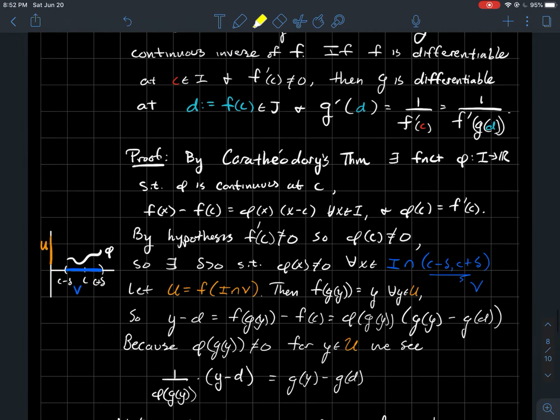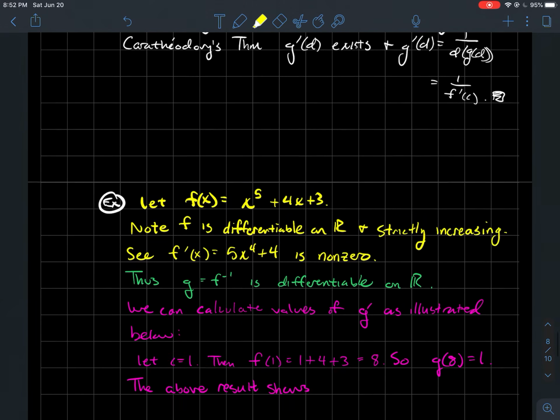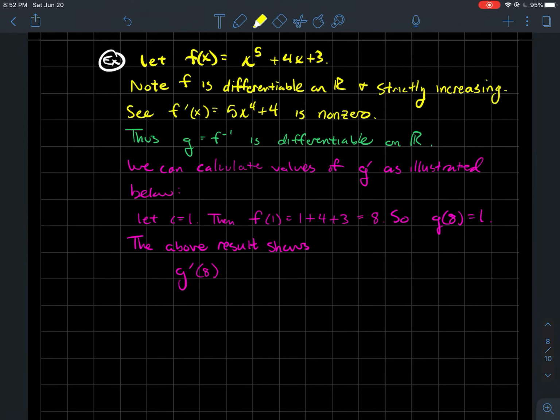Again, that is how I would think about this formula. I would use this, I'm thinking here, g prime of 8 should be equal to 1 over f prime of 1. So again, my d here is 8 and my c is 1. So g prime of 8 should be 1 over f prime of 1, which is 1 over 5 plus 4, right? I have the derivative of f right here, and I see that it's 1/9. So what I was trying to say in the beginning of the video, and nowhere in here did I tell you what g looked like or what g prime looked like. Nonetheless, I can tell you that the derivative of g at 8 is 1/9.